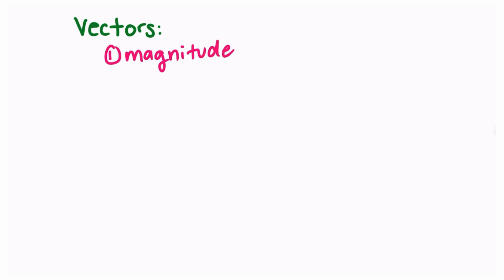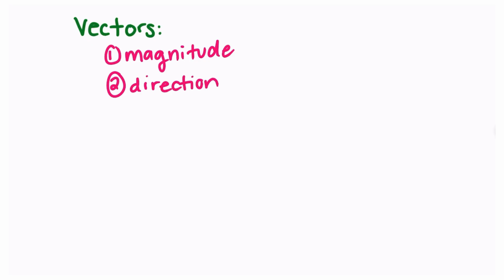So first, let's start with what vectors exactly are. Vectors are a quantity with both a magnitude and a direction. Those are the two things that separate vectors from a scalar quantity, because if it just has a magnitude, then it becomes scalar. But when you add a direction, that's when it becomes a vector.